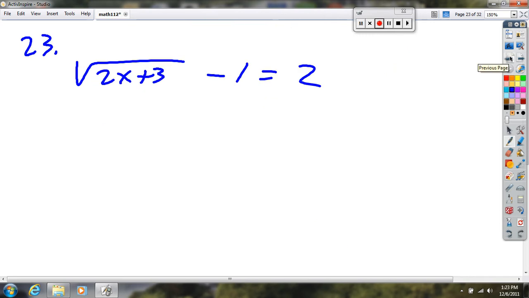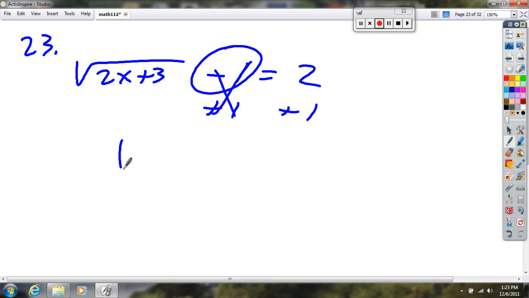Okay, I missed problem 23. I must have skipped from 22 to 24. So here's problem 23. Again, first I have to get rid of this, get the radical sign by itself, so I add 1 to both sides. They cancel. I have the square root of 2x plus 3 equals 3.